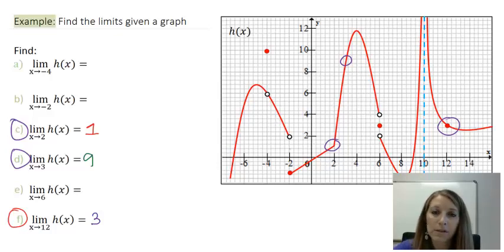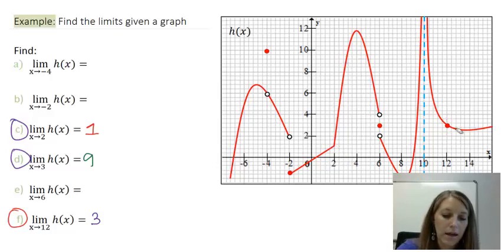Now let's see what happens when I don't have specific points there. And remember, the points are where my function is defined, and that's not what we care about at this moment. We care about where my graph is headed, because that's how limits are defined. So let's do the other ones just in alphabetical order. So let's focus on example A now.